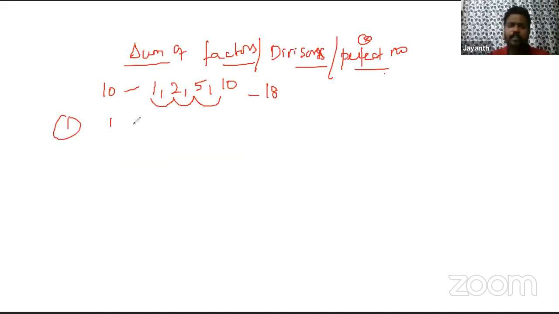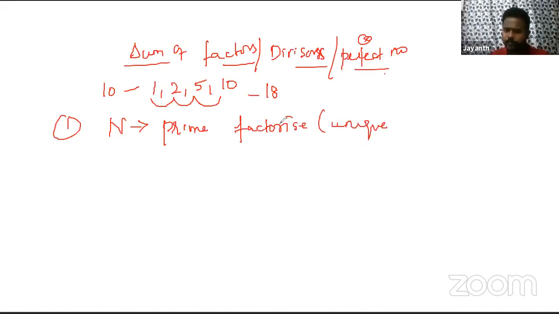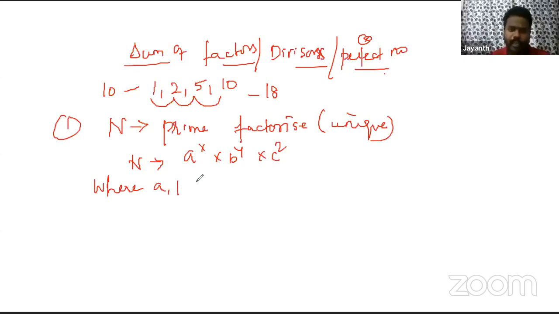First step: prime factorization is very common in numbers. Whatever the number given, it has to be prime factorized because that is unique. That is the first step, for sure. After prime factorization, if any number n is given, it is a power x into b power y into c power z, where a, b, c are supposed to be prime numbers. This we already saw in the number of factors, but the same thing applies. Where a, b, c are supposed to be prime numbers. What is the second step you have to follow for the sum of the factors?